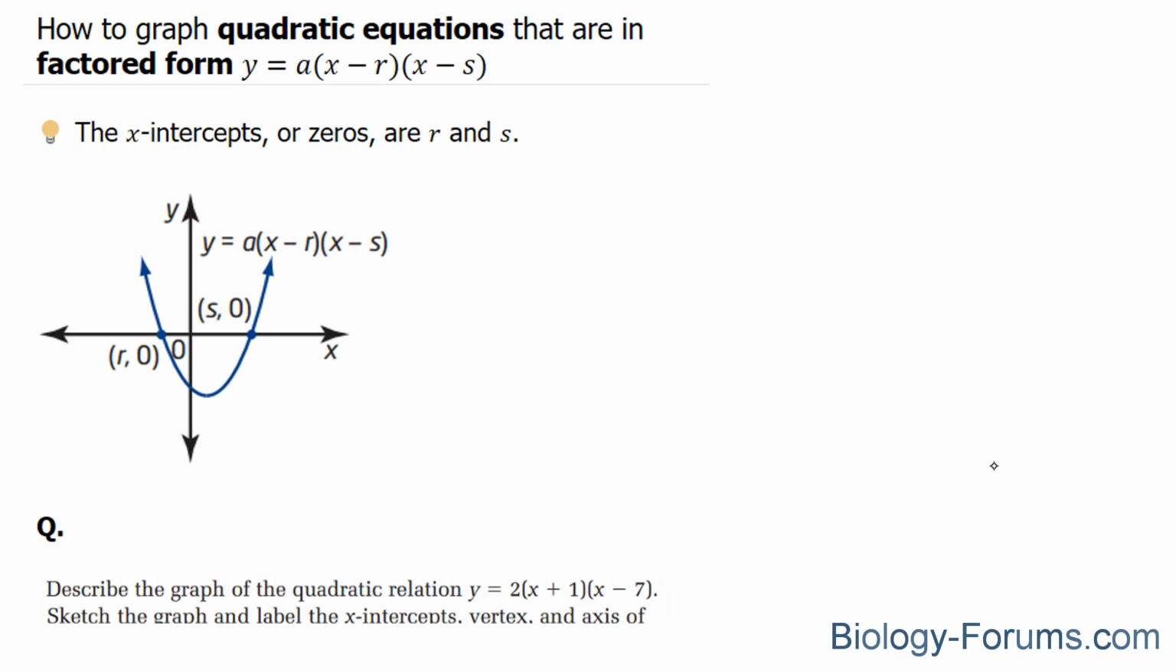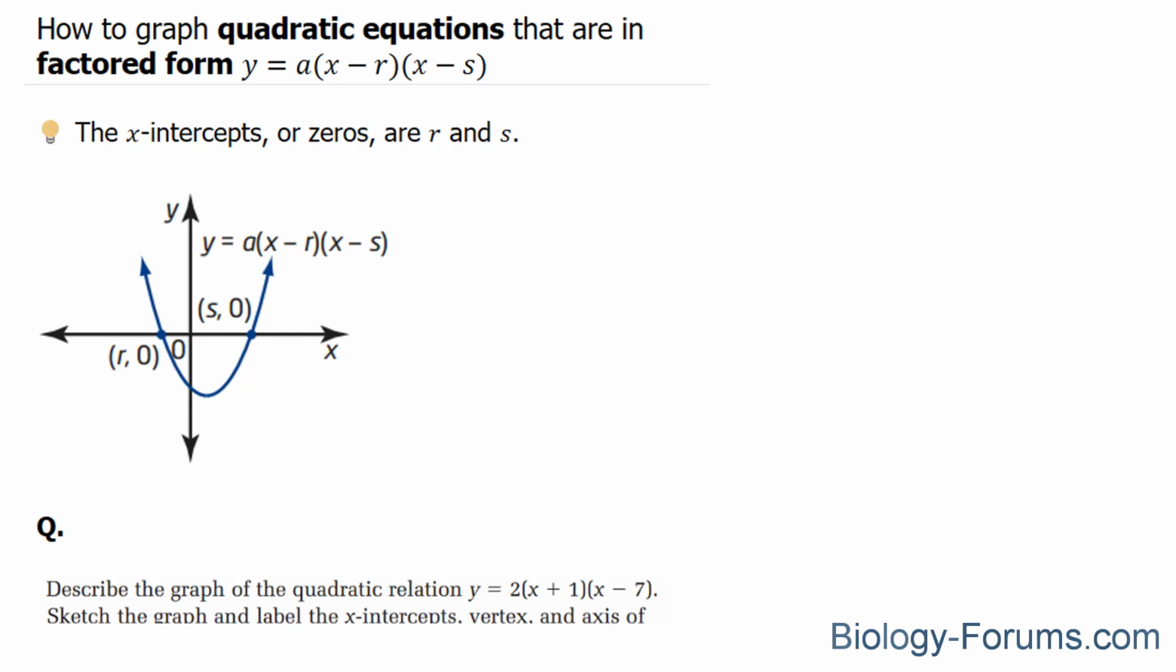In this demonstration, I'll show you how to graph quadratic equations that are in factored form. The format for factored form looks like this, and the most important parts of factored form are the r and the s, which represent the zeros, or the x-intercepts.